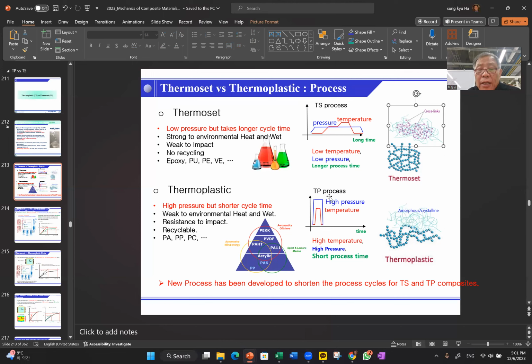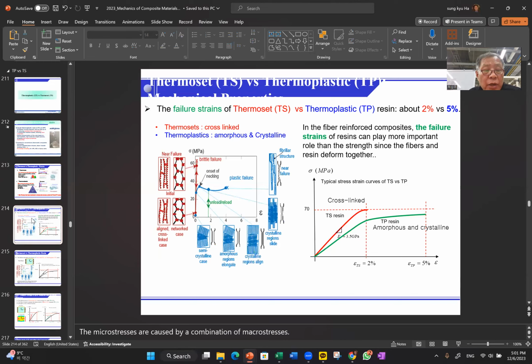That's the thermoset. Now, thermoplastic needs a very high pressure, high temperature, but a very short time. That is the characteristic of the thermoplastic process. So this is like an entanglement of the polymer chains. So we don't have to wait, but we need to apply a lot of pressure and a very high temperature to entangle them, so mix all the polymer chains. Okay.